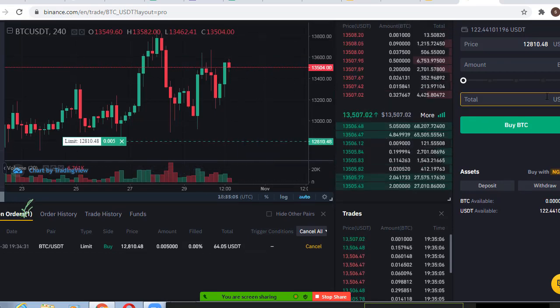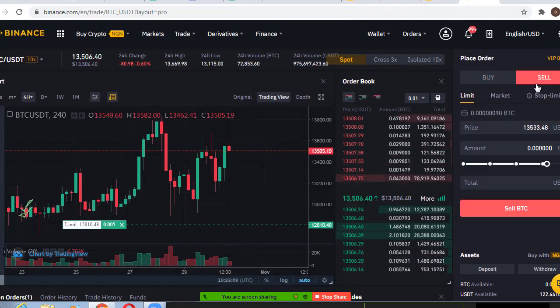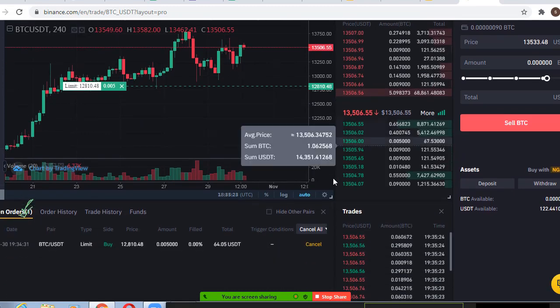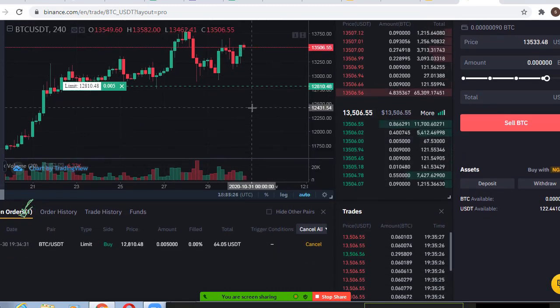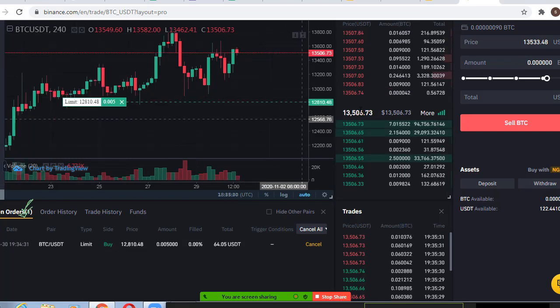The same thing applies when you want to place a limit sell order. Just put your cursor here and then activate the sell button. And then you put the price at which you want to sell your Bitcoin to USDT. And then you put the quantity. And then you place your sell. Once you place your sell, it will appear here as well as on your chart. So that's how you place your limit buy order and limit sell.